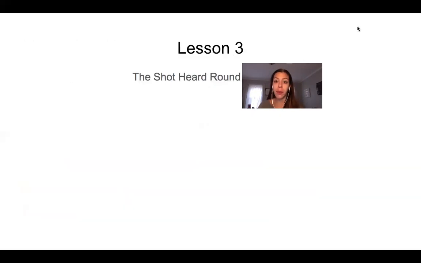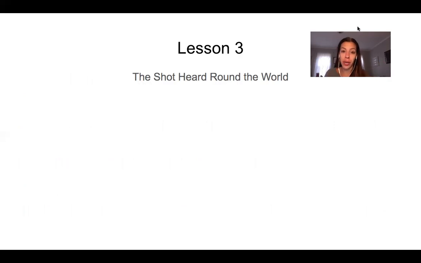So the next time we read, we're going to do lesson 3 called The Shot Heard Round the World. And this story will be about what happens next with the king and the colonists. So make sure you check out lesson 3 next week.